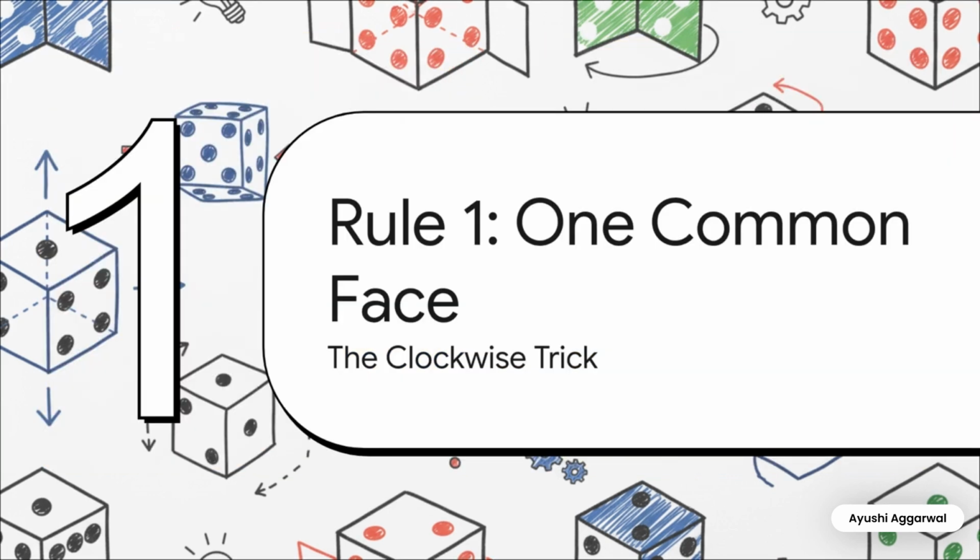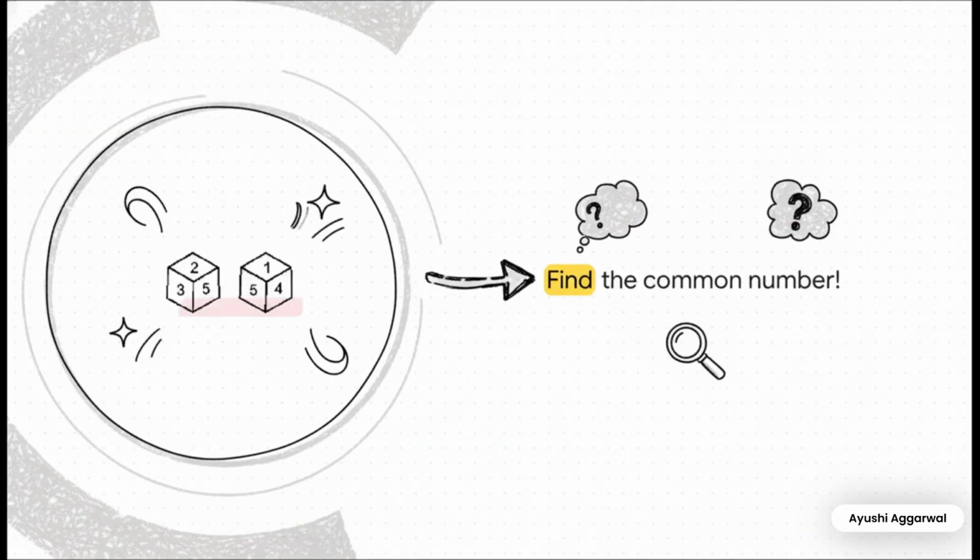And now, it's time for our first golden rule. This is the trick you use when you're shown 2 positions of the same die and they have exactly 1 face in common. Okay, take a look at this example. We've got 2 views of the same die. So what's the common number you see here? That's right, it's 5. Easy enough.